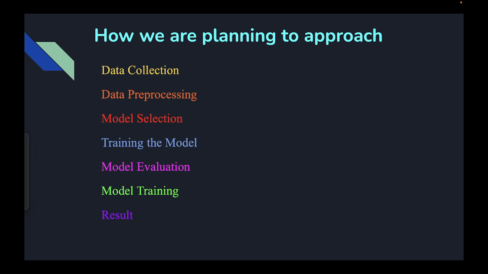Then model selection. The researchers experimented with several different machine learning models, including convolutional neural networks (CNN) and support vector machines (SVMs). Then training the model. The researchers split the data into training, validation, and testing sets. They trained the Inception V3 model on the training set using an optimizer and categorical cross entropy loss function. Then model evaluation. The researchers evaluated the performance of the model on the validation set by calculating various metrics such as accuracy, sensitivity, specificity, etc.